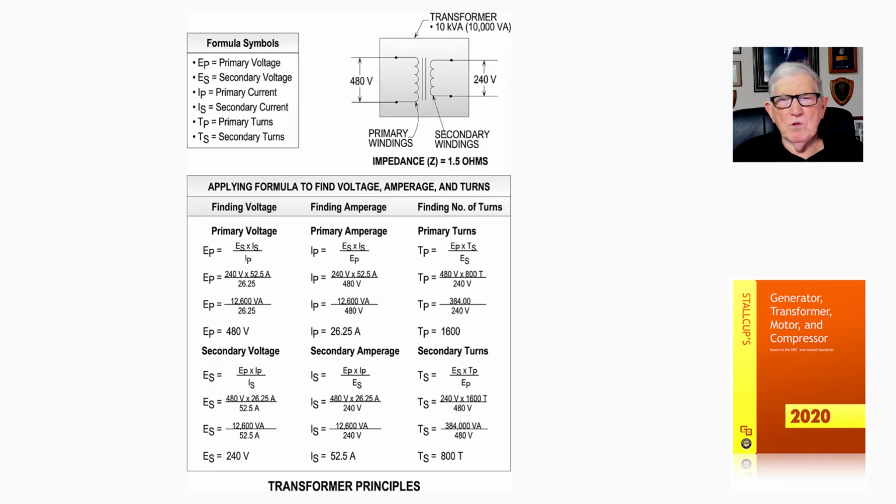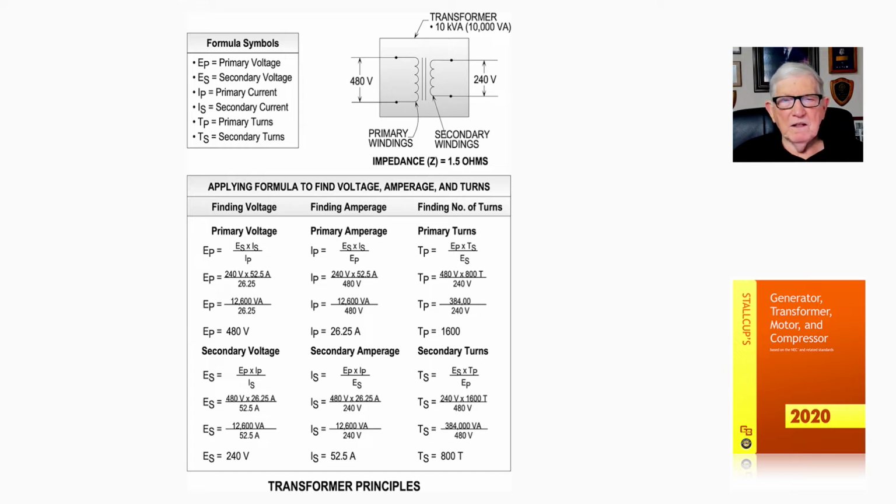Our impedance is 1.5. So, for example, on the 240 volt side, we have about 52.5 amps, as you see at the very bottom where we find secondary amps, right in the center where we're finding amperage. If we took 52.5 and divided it by 1.5 as our percentage, we would come up with approximately 3,500 amp short circuit current right there at the terminals. So keep that in mind.